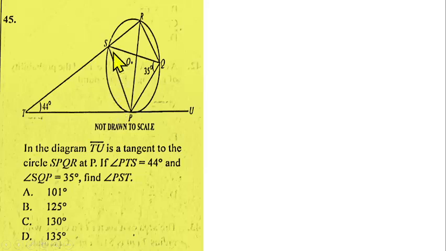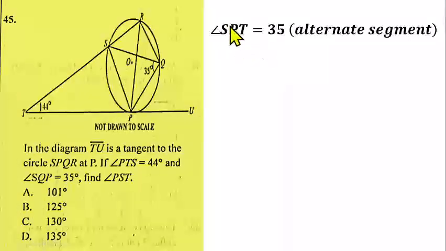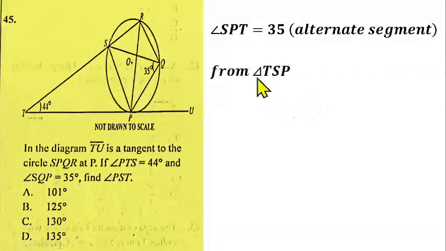So angle SPT, or angle TPS, is going to be 35 degrees as well, alternate segment. So angle SPT, the angle here, is 35 degrees, alternate segment. Now we have a triangle here, which is triangle SPT, from triangle TSP, which is this triangle here.